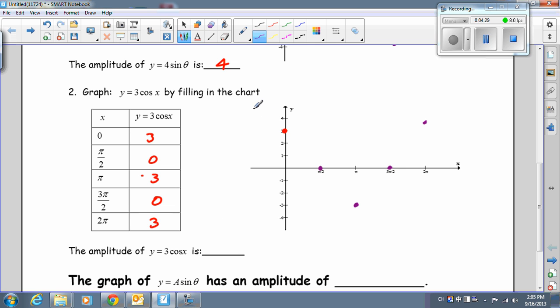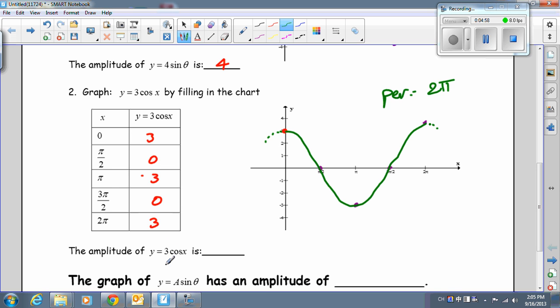Now, let's go ahead and graph it. If you graph this, you should get something like this. Now, this represents my full period. If I cut this and paste it back here, it will start again here and all the way here. So my period here is from 0 all the way to 2 pi, meaning 2 pi.